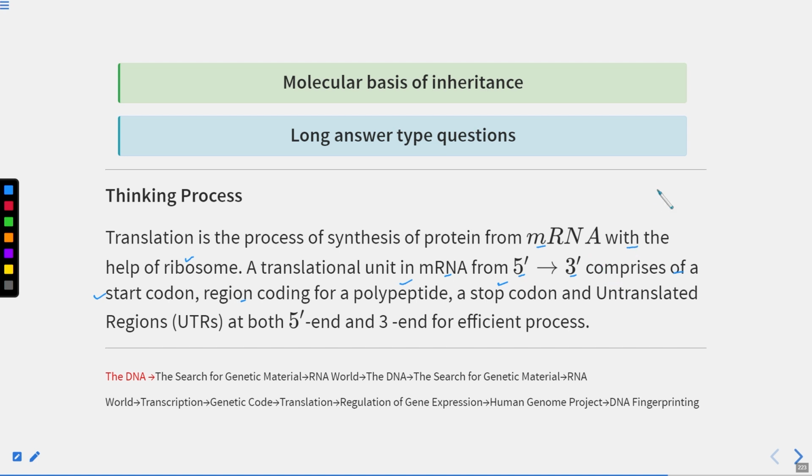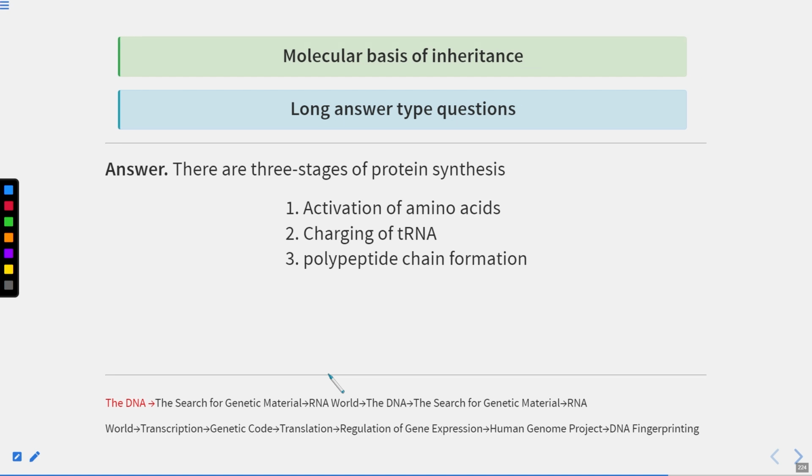All right, now there are 3 types of stop codons. We will talk about this. And apart from this, untranslated regions at both 5' and 3' end are required. So these untranslated regions are also very important. They help to maintain the stability of this mRNA. They also help in the subcellular localization of this RNA, and also help in the transport of the mRNA from the nucleus to the cytoplasm.